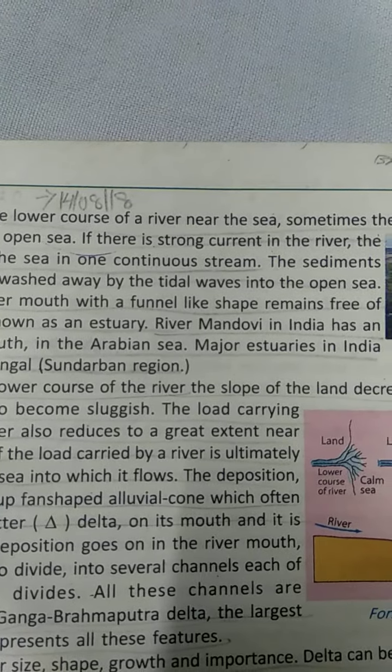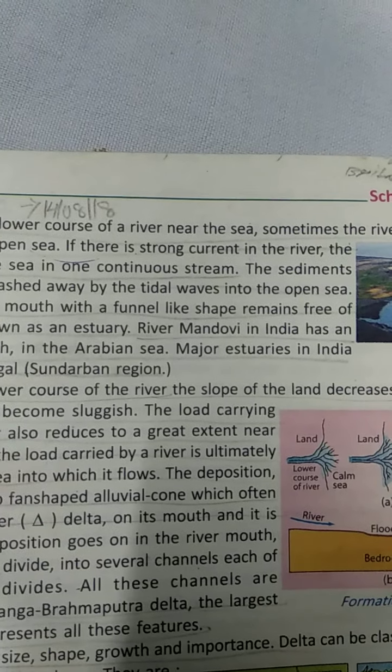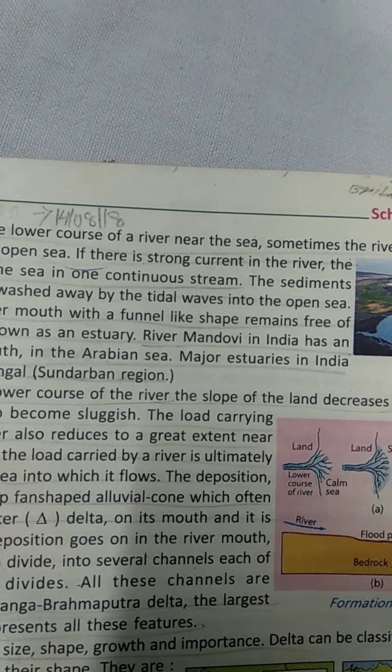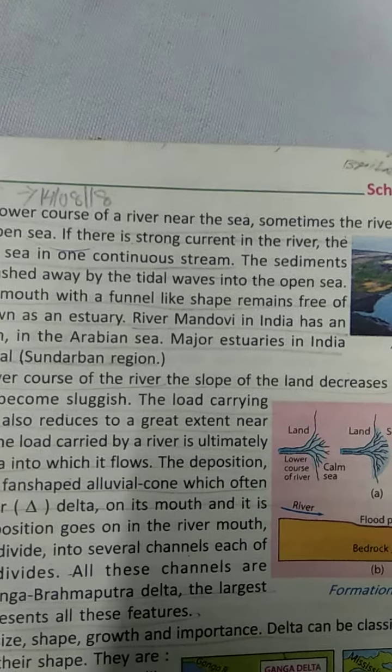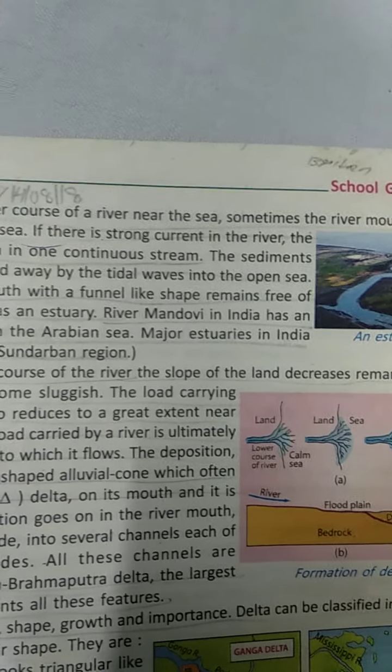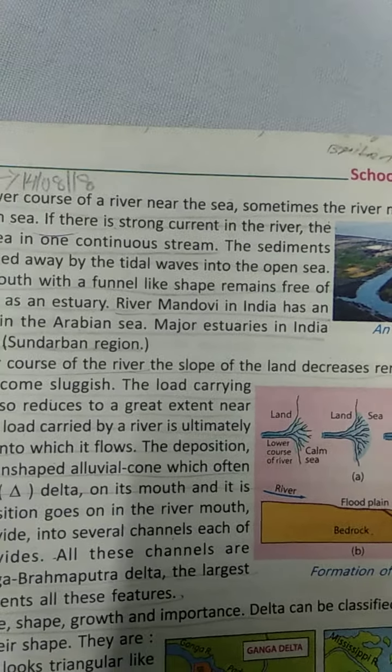If there is a strong current, the river flows into the sea in one continuous stream. If that is not happening, the sediments that it carries are washed away by the tidal waves into the open sea. They are not deposited by the side; they are washed away. Thus, it clears the river mouth into a funnel-like shape that remains free from sediments. That shape is known as an estuary.